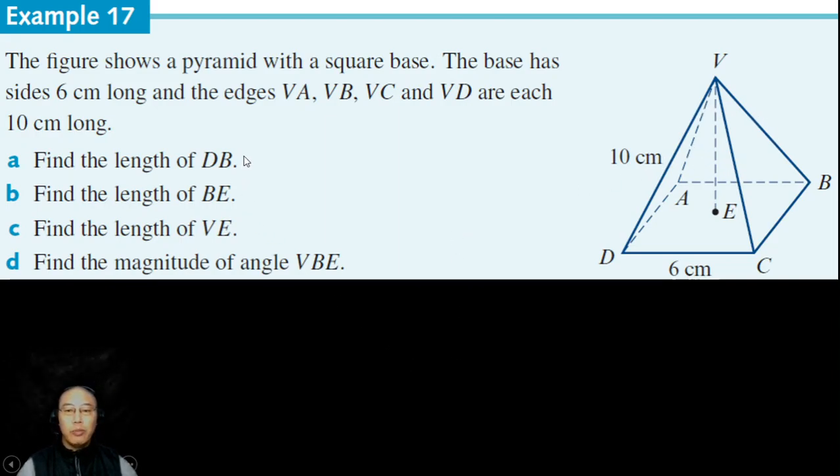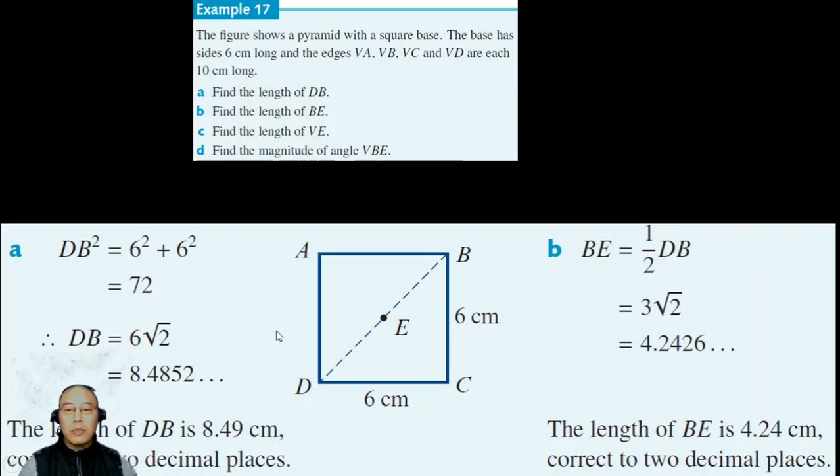Okay, so pause the video, do a diagram of the triangles that will include those dimensions, and label the sides that you know. Alright, so let's continue. For DB, you draw the base. You need to find the diagonal of that square. You use Pythagoras. That will be 6 root 2 in centimeters. Then for BE, which is half, you just halve it. That's 3 root 2.